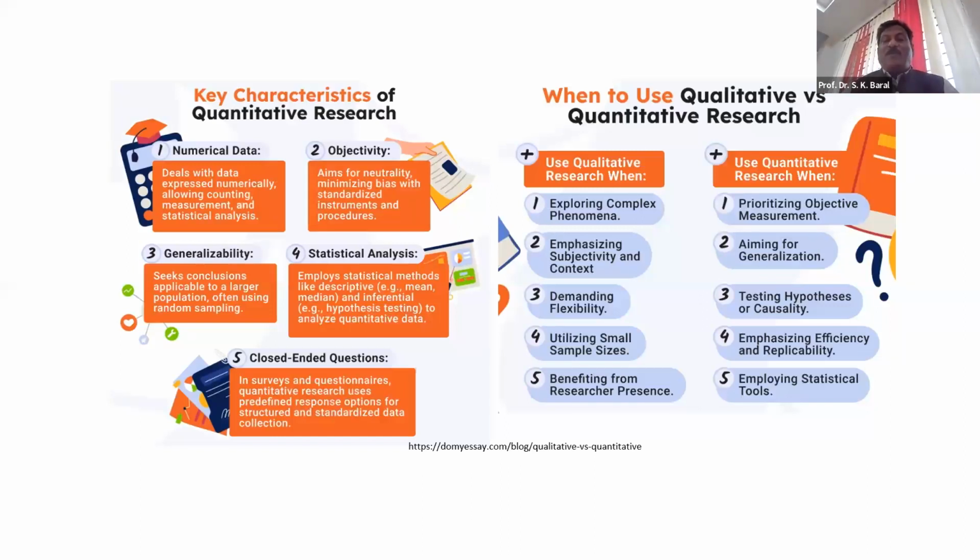So when we are talking about quantitative research, I told you there are basically five aims, characteristics. There we can apply quantitative research, like measuring the objective, prioritizing the objective, aiming generalization, and testing hypothesis, emphasizing efficiency and replicability, and employing statistical tools. These are, I mean to say, the quantitative aspects.